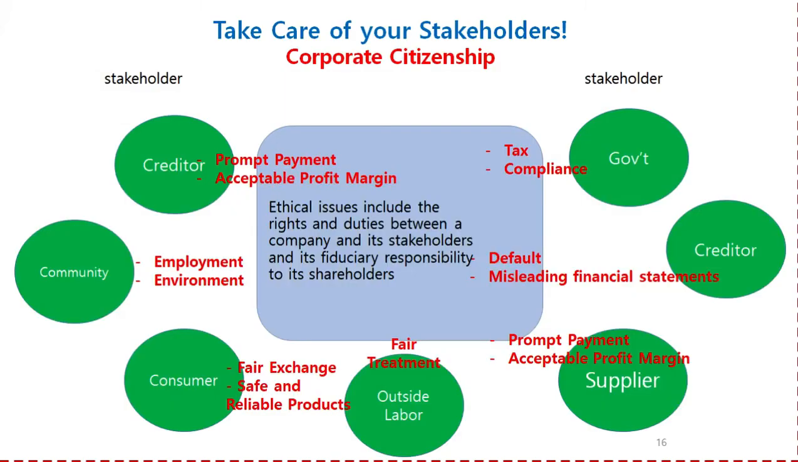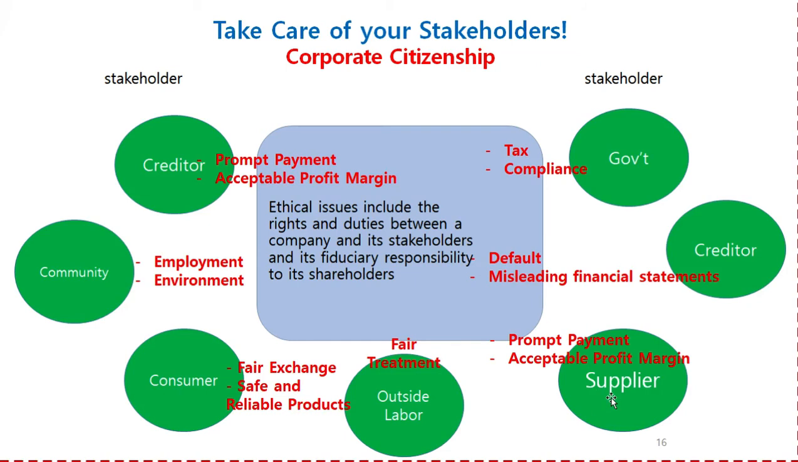So let's look again at this stakeholder map. Corporate social responsibility demands us to take care of these stakeholders as a corporate citizen. For example, about the creditor, as we already mentioned, prompt payment and an acceptable profit margin are very important. About the community, they demand employment and environment protection. The consumers want a fair exchange of their money and the product, and they also demand safe and reliable products from the corporation.